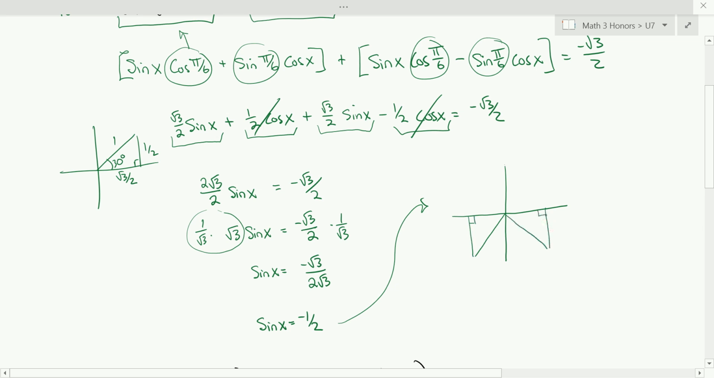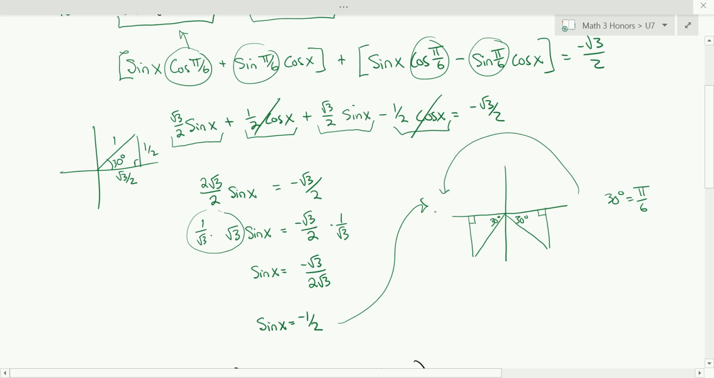And the sine of what angle is 1 half? Is it the sine of 30, 45, or 60? 30. So our reference angle is 30 degrees. And 30 degrees, we just said, was pi over 6. And we need to put this in radians, not degrees.